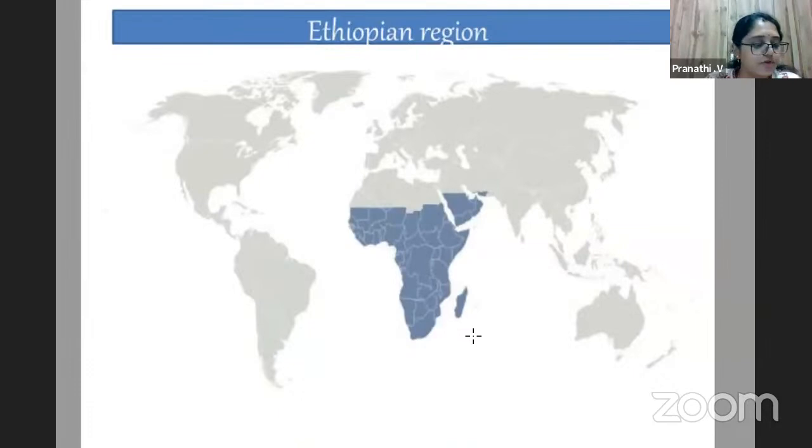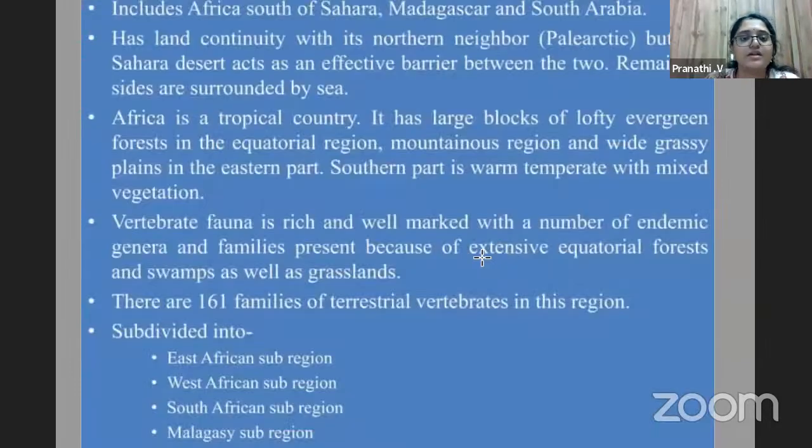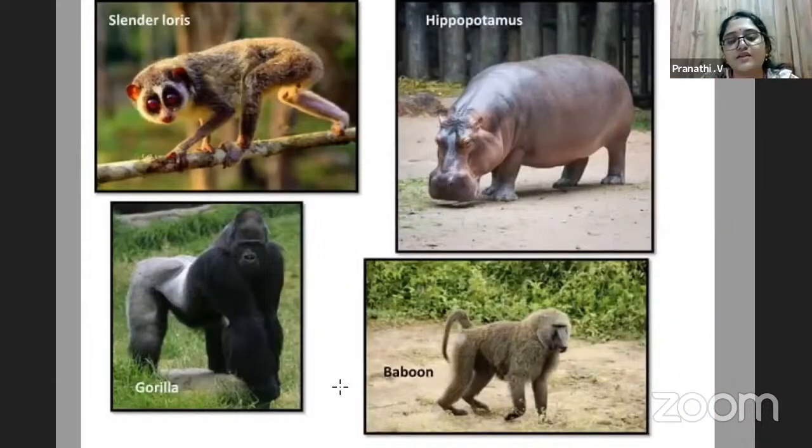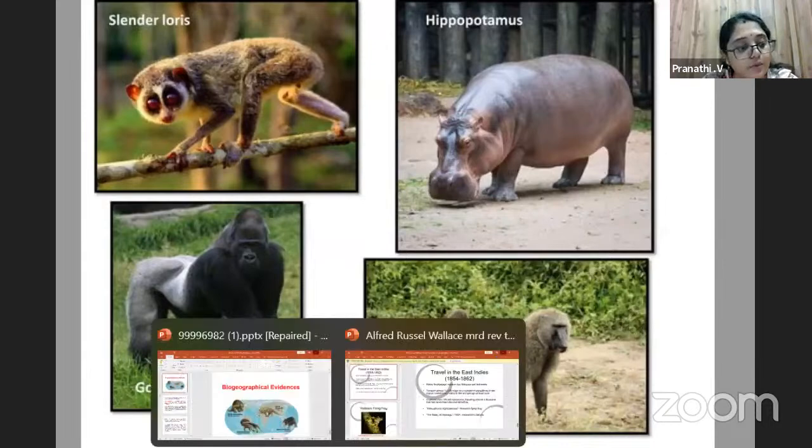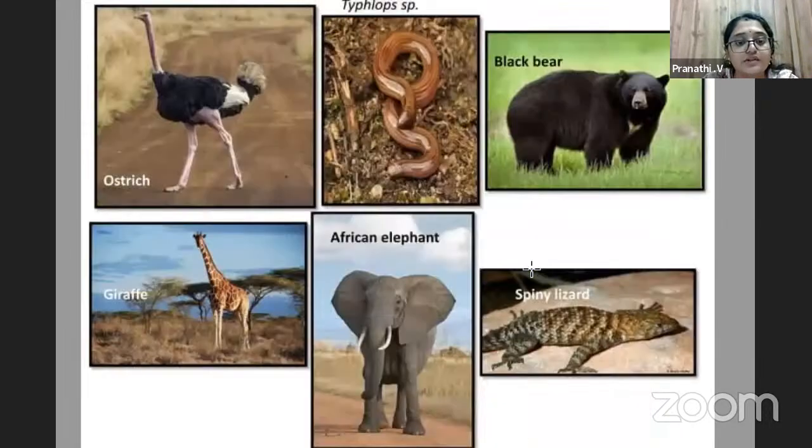And when it comes to the Ethiopian region, it's mostly the Sahara, Madagascar and the South Arabian area. Over here again, you have very hot regions, around 161 families are present. East African, West African, South African, and the Malagasy sub-region are the subdivisions of this particular area. And so you have different kinds of animals pertaining to the Ethiopian region or the Saharan region. These include the hippopotamus, the gorilla, the baboon, and the monkey, in fact. So this is one thing.